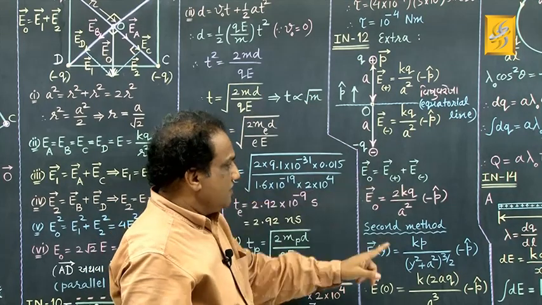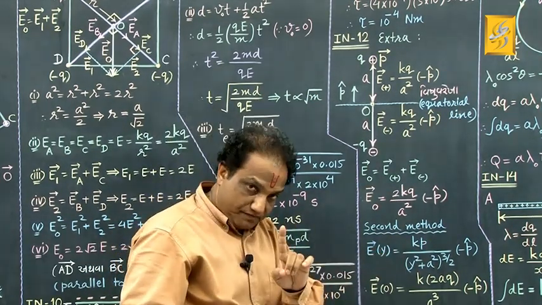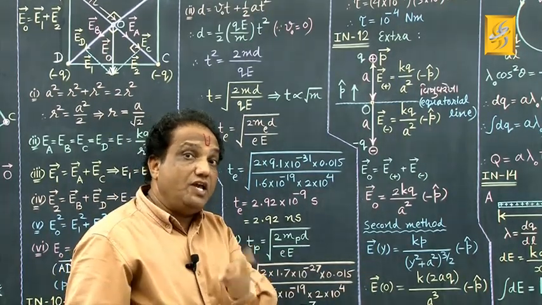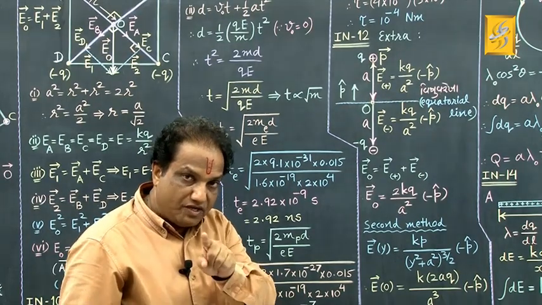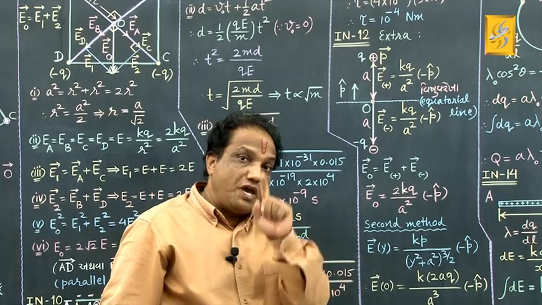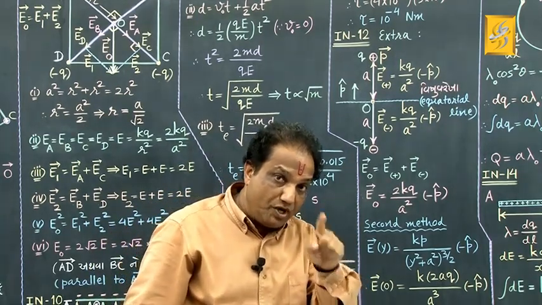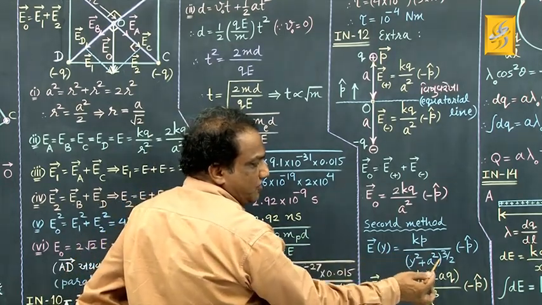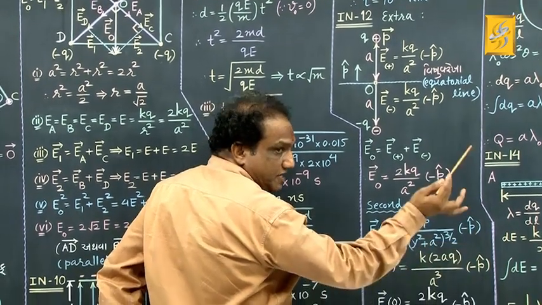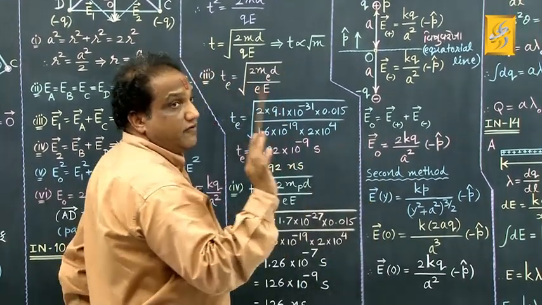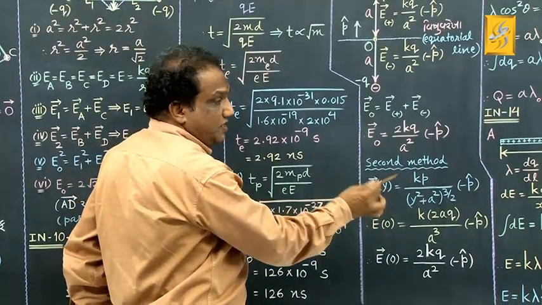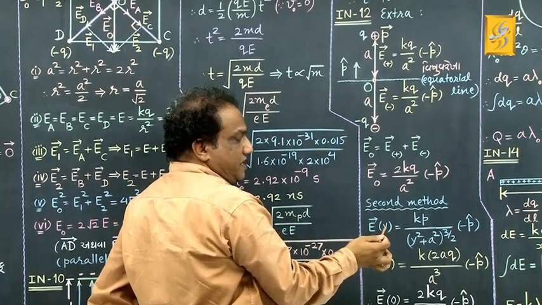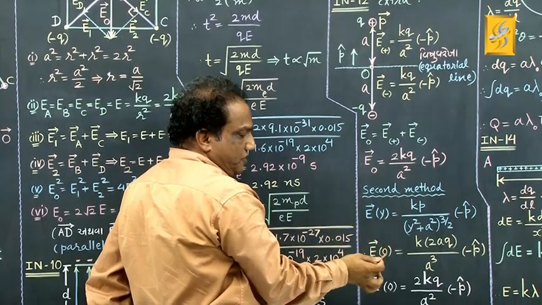This is a bit long method. I am showing you a second method, which is very easy. What was the formula for finding the electric field due to an electric dipole at any equatorial point? Remember that formula? Vector E as a function of y equals kp upon y square plus a square whole raised to 3 by 2 into minus p hat. This is the electric field at an equatorial point, which is at distance y from the midpoint of the dipole. But we want the electric field exactly at this midpoint, so this distance y is right now 0. That's why instead of y I am putting 0, correct?